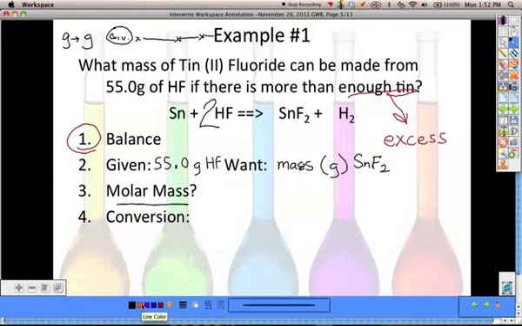So I need the molar mass of HF. So I look at my periodic table. Fluorine's 19. Hydrogen is 1.01. We rounded just about to 20.